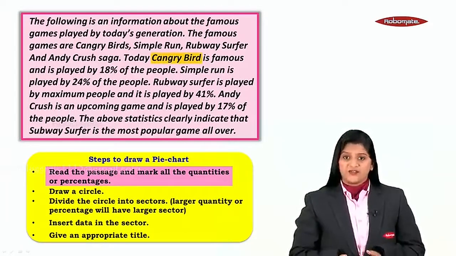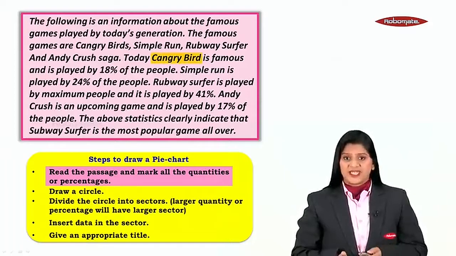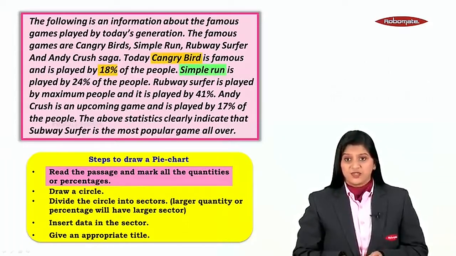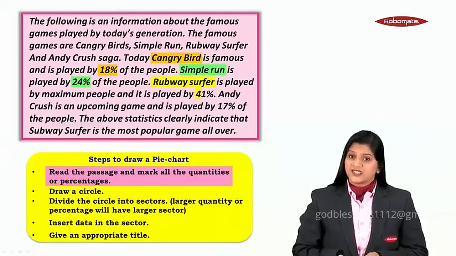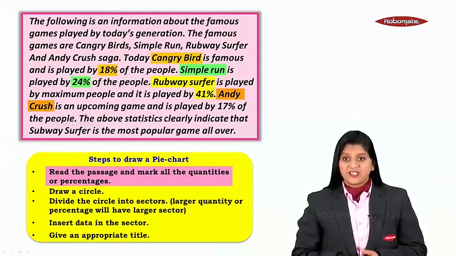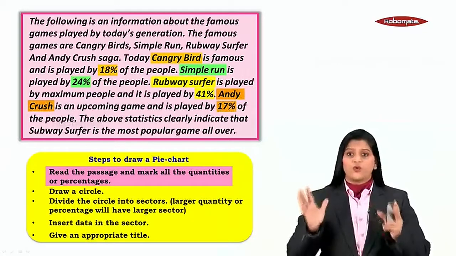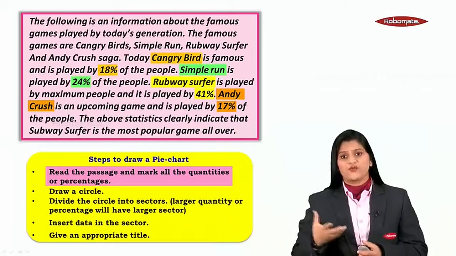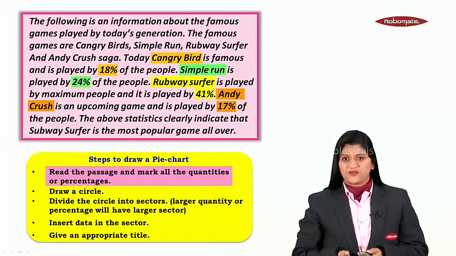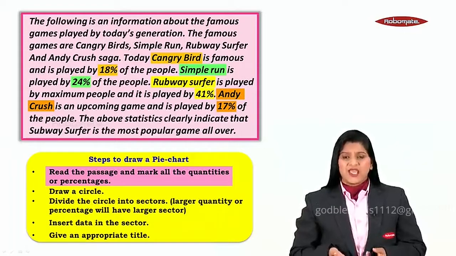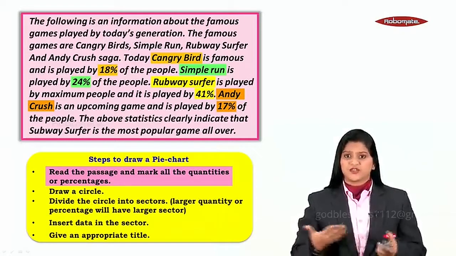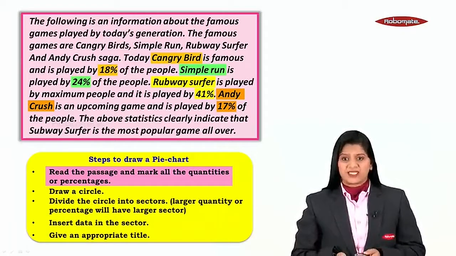In your paragraph, you have names like Angry Bird, 18%. Simple Run, 24%. Rubway Surfer, that is 41%. And Andy Crush, 17%. Now, you need to know what quantities are given to you of what things. For example, these are all famous games, and these are percentages of people who prefer playing them.